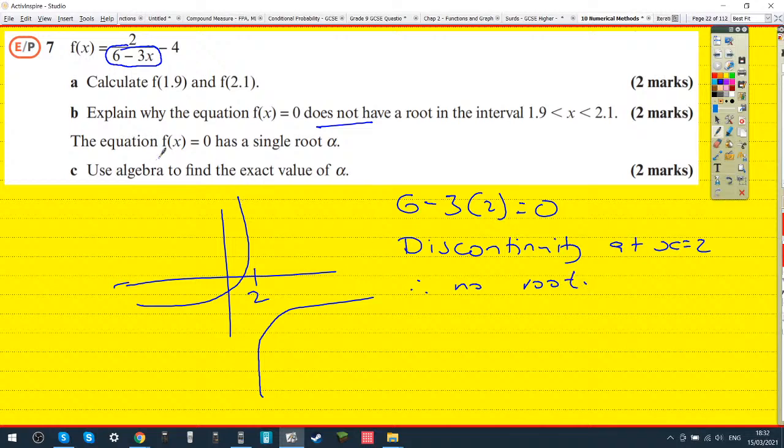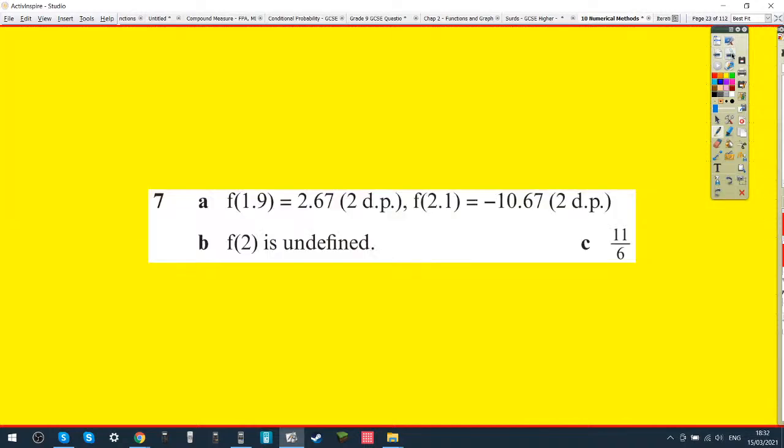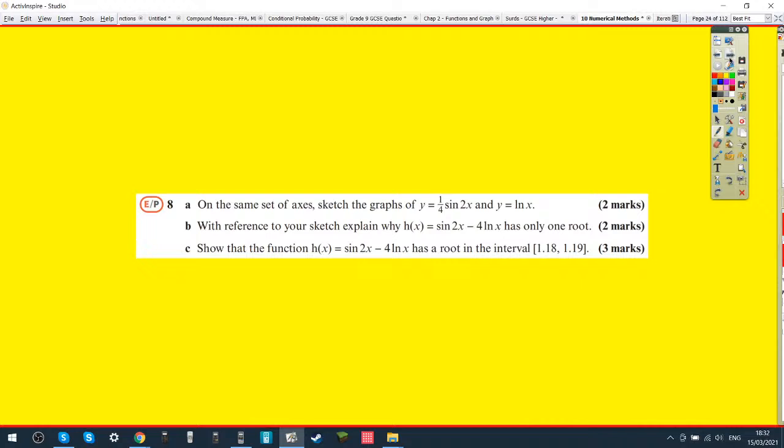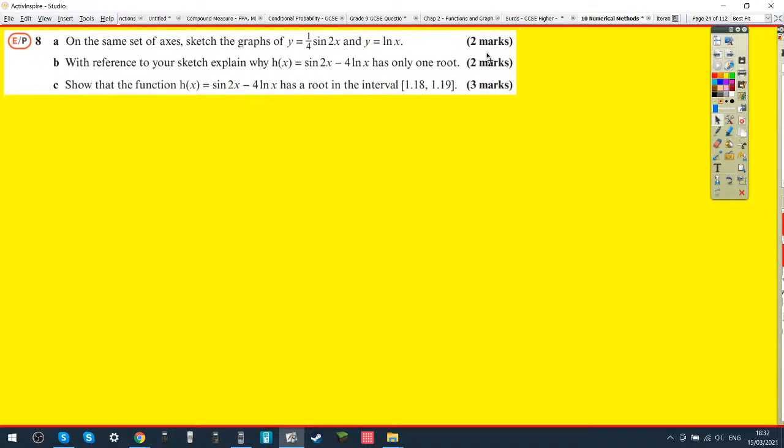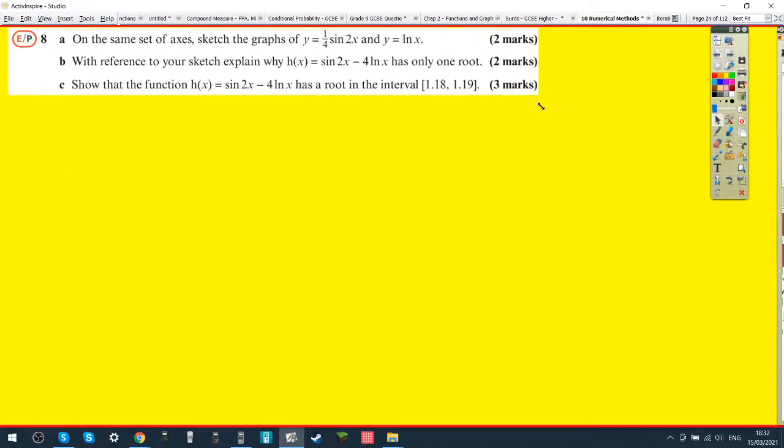The equation has a single root. Use algebra to find the exact value of alpha. So then you would just solve it from there. The f of 2 is undefined. That's a very simple way to do it. Fair enough. Okay, so we sketch those two. So how do we go about B?